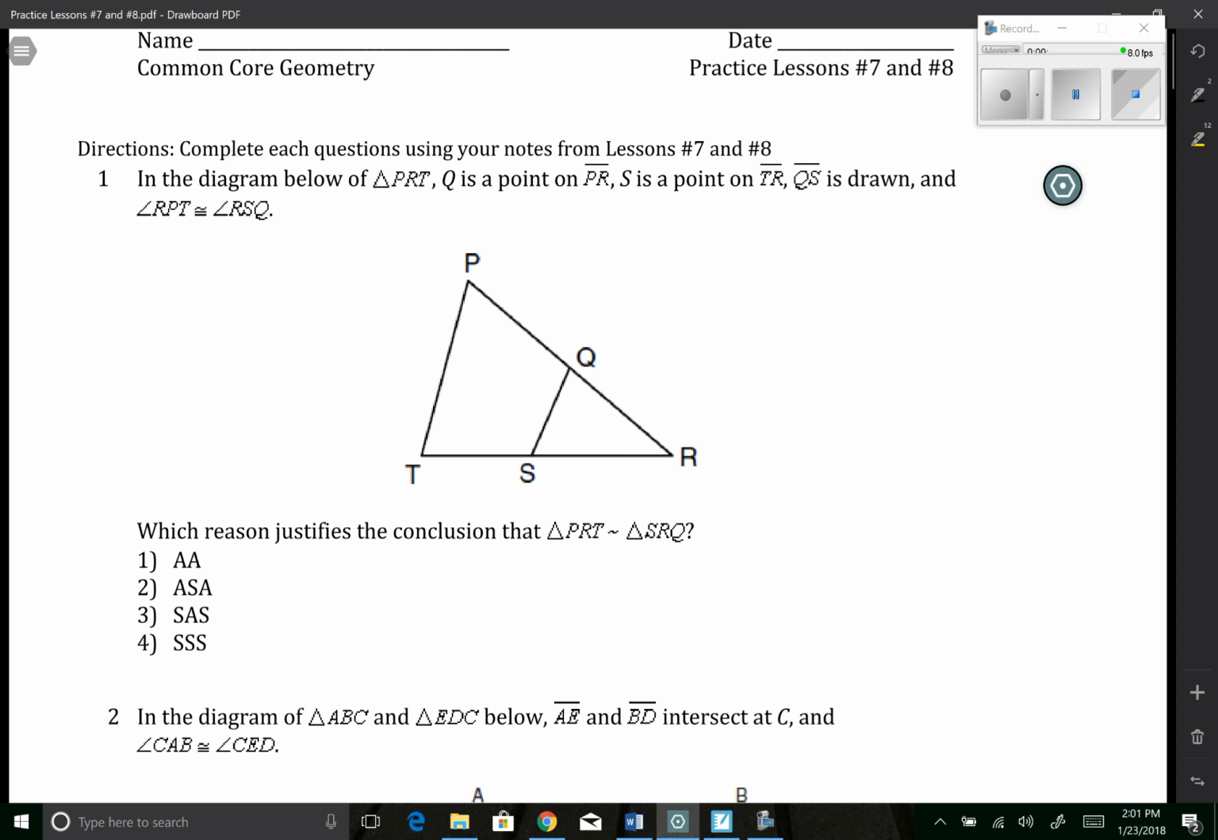So each one of these, when we look at it, we want to try and figure out, well, what is actually congruent? So in this first one, it tells us that angle RPT is congruent to angle RSQ, and angle R is congruent to itself because of the reflexive property. Now, that's not told up here where all this stuff is, but it does have us figure that out because of the triangles that was given. So that's two sets of angles. So number one is angle.